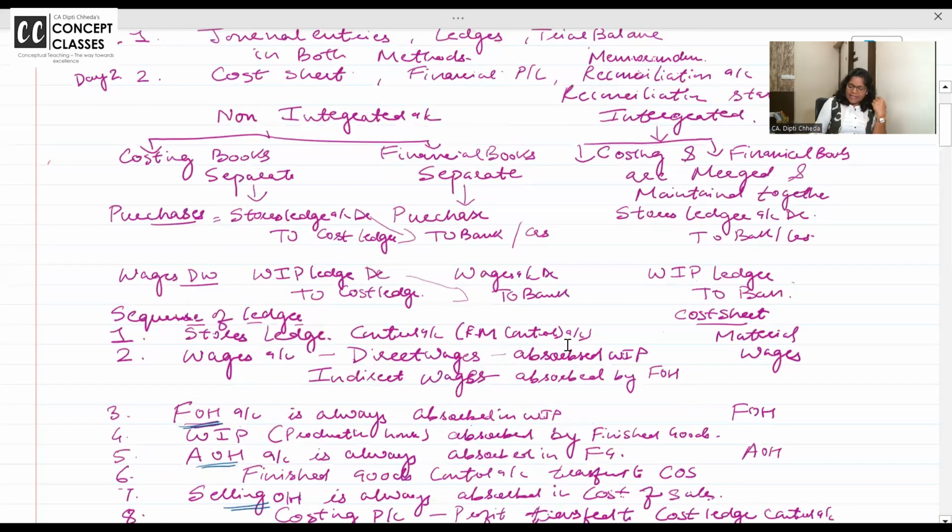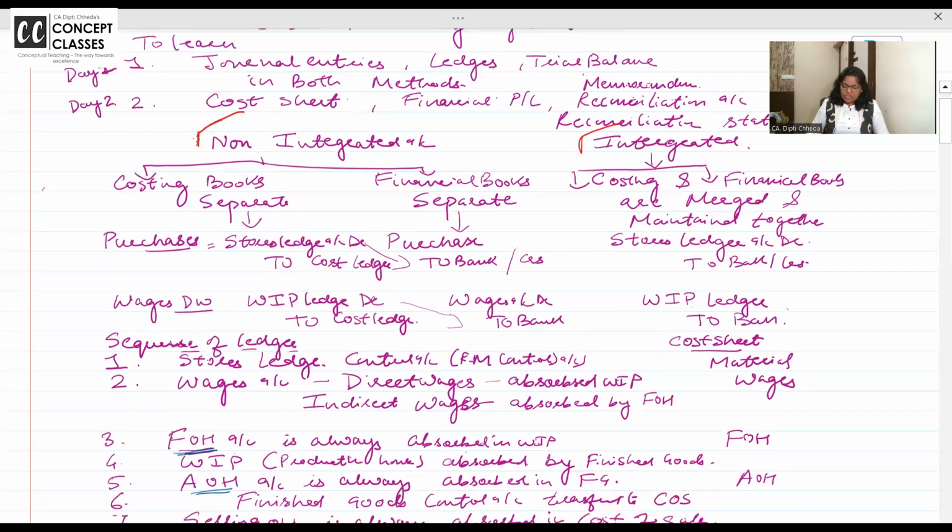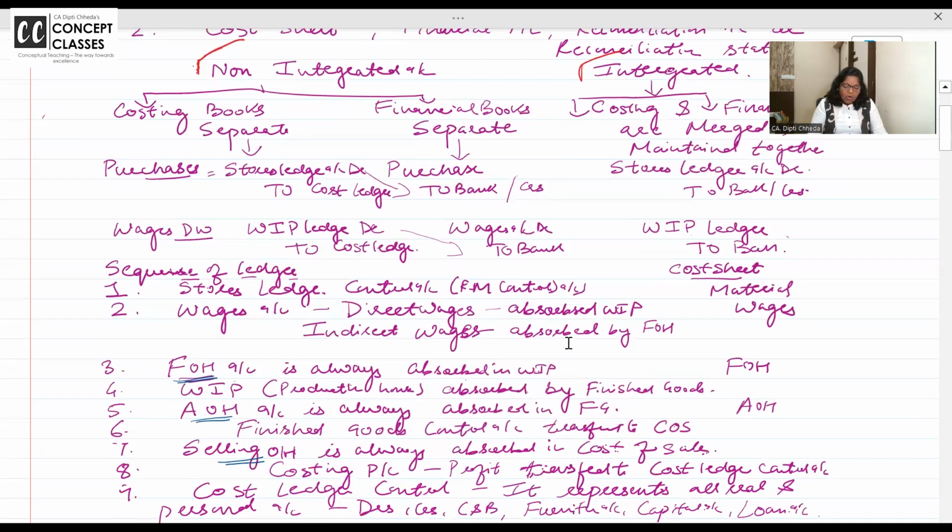Now, let us take what is non-integrated accounts. Non-integrated is costing book separate, financial book separate. Integrated is costing and financial books मिला के हम बनाते हैं. There's a superb theory question in every chapter which is repeatedly asked. इसमें भी है कि what are the essentials of good integrated cost accounting system. Time permits, I'll discuss, but I'm saying do that question also. Chalo, now, costing books are separate, financial books are separate.